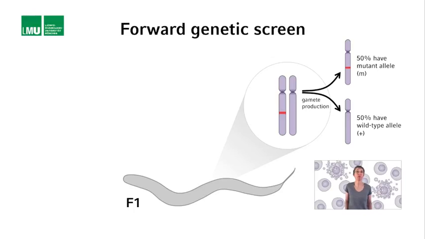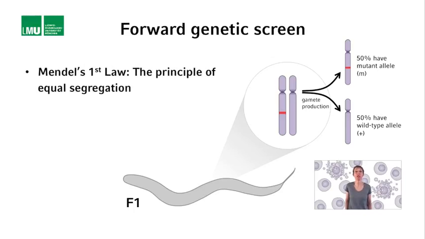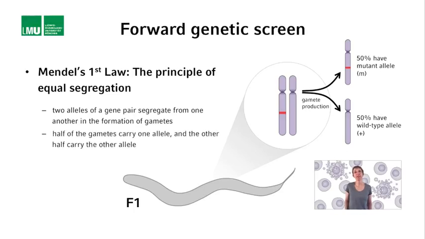And that is because of Mendel's first law, the principle of equal segregation. This law states that the 2 alleles of a gene pair segregate from one another in the formation of gametes. Half of the gametes carry one allele and the other half carry the other allele. Knowing this is actually really helpful because it allows you to predict the genotypes that you should see in the next generation and the frequencies with which they occur. Furthermore, it allows you to predict the phenotypes of the next generation and the frequency with which they occur.